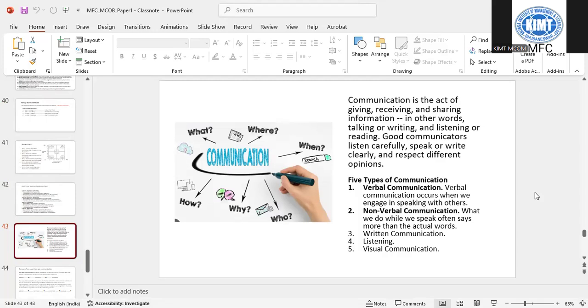There are five types of communication skill. Verbal communication, when you talk to each other, when you speak to each other, that is verbal. When you are speaking and having a conversation, that is called verbal communication.